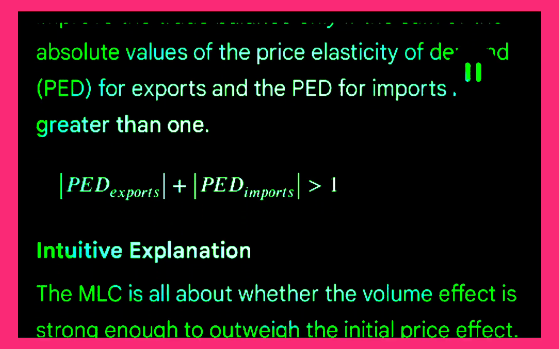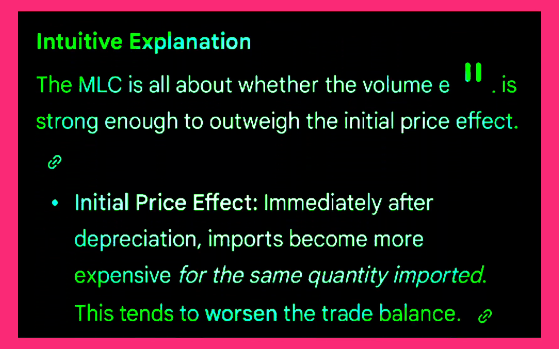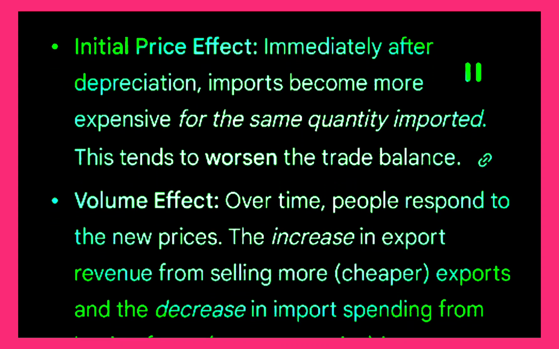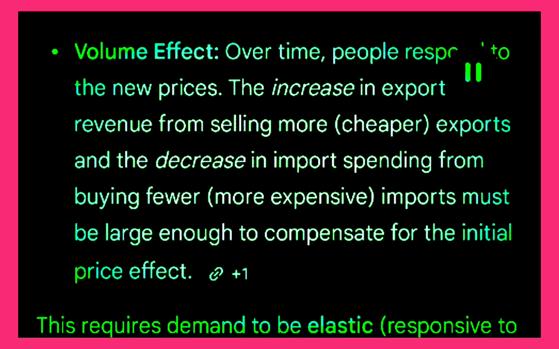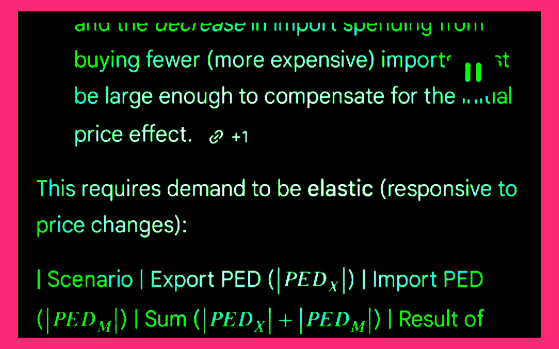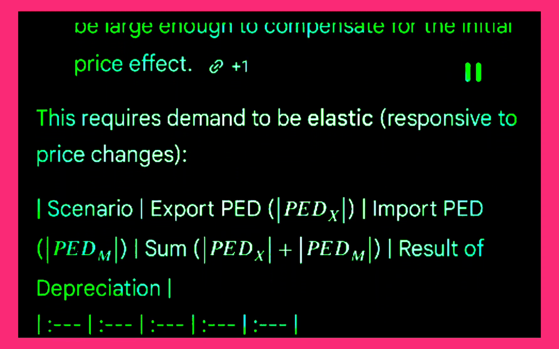Initial price effect. Immediately after depreciation, imports become more expensive for the same quantity imported. This tends to worsen the trade balance. Volume effect. Over time, people respond to the new prices. The increase in export revenue from selling more cheaper exports and the decrease in import spending from buying fewer, more expensive imports must be large enough to compensate for the initial price effect. This requires demand to be elastic, responsive to price changes.